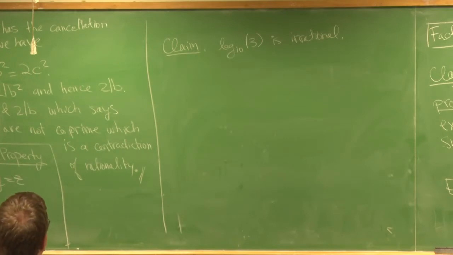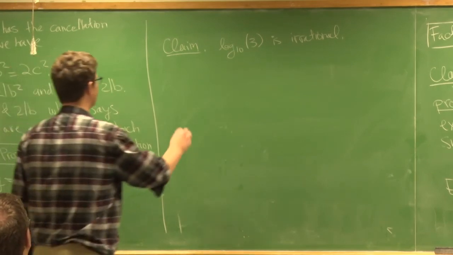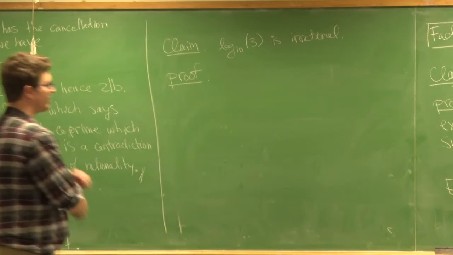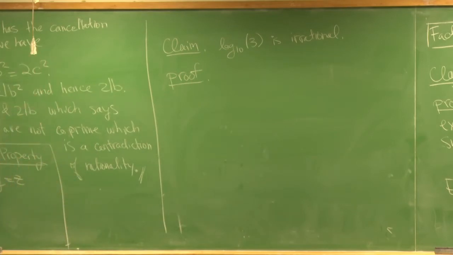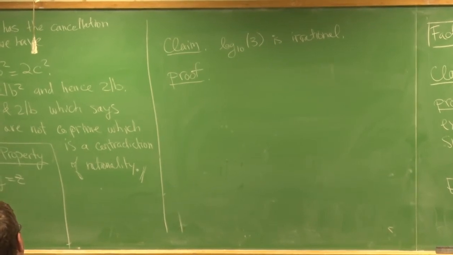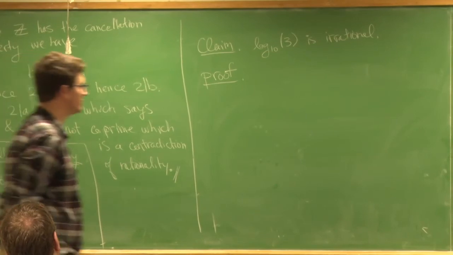Okay, so I'm going to prove that this number is irrational. So here's the proof. How should I proceed in this proof? Start by setting it equal to r over b. Yeah, let's suppose not, and we'll do another proof by contradiction.